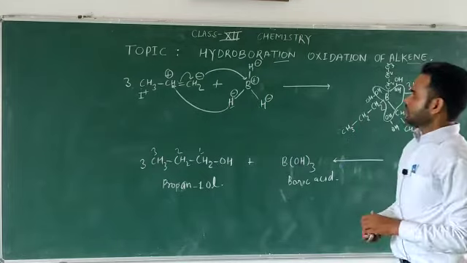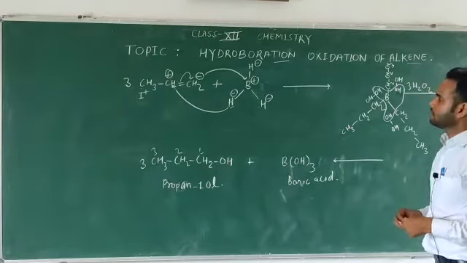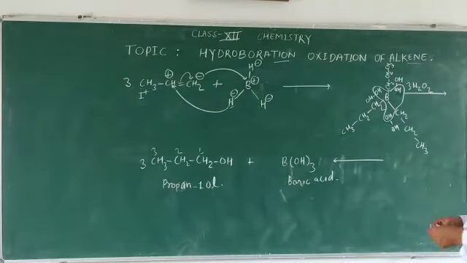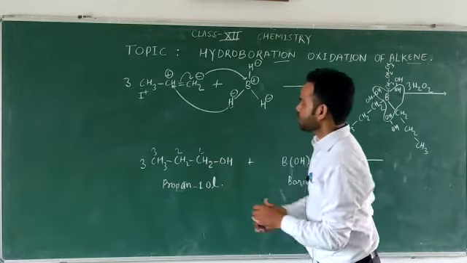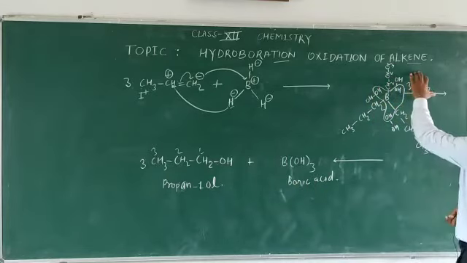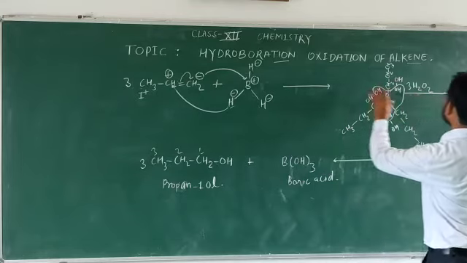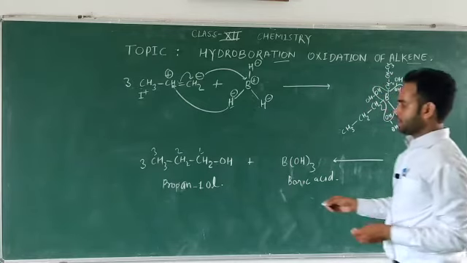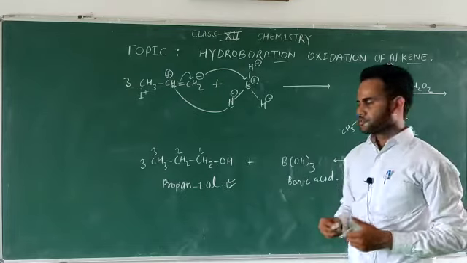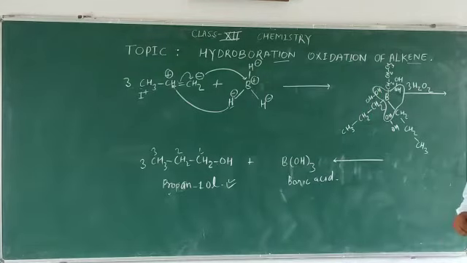Because we are using the reagent BH3, boron trihydride, and this is propene, that is the alkene, we are reacting the alkene with boron trihydride and then hydrogen peroxide. That is why it is known as hydroboration oxidation of alkene, and from this we can get alcohol. This type of alcohol is known as a terminal alcohol. So this is a terminal alcohol. I hope it's clear. Thank you.